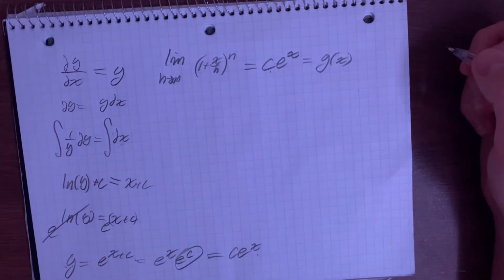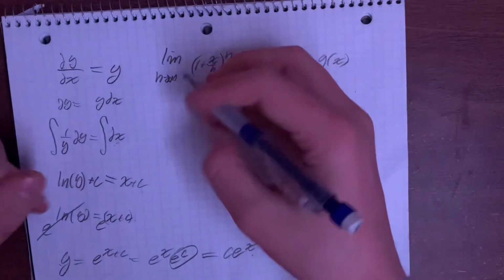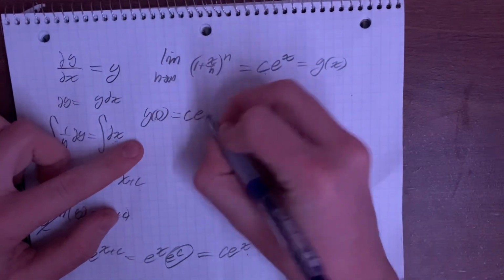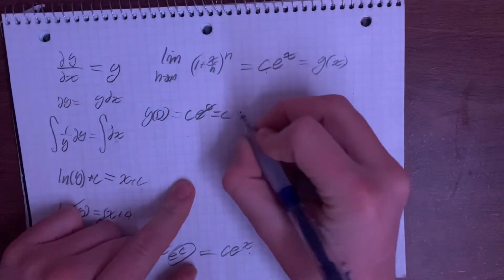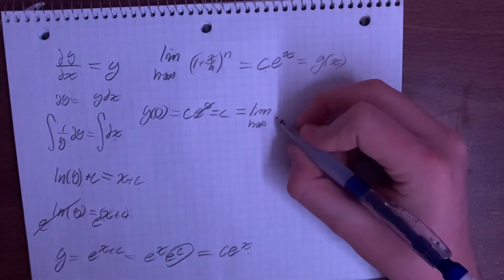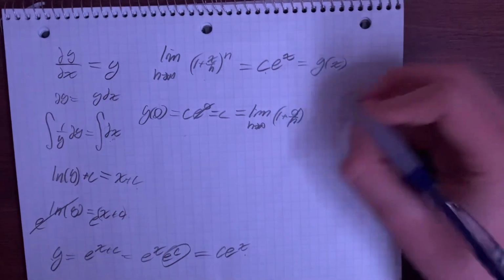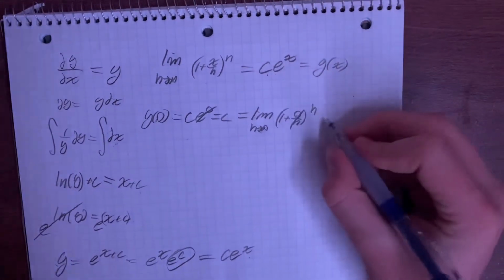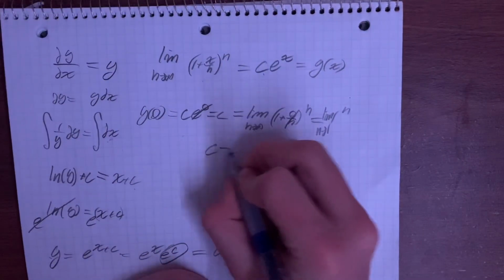Well, what's going to make this simple? Let's try y of 0. So we know that y of 0 is going to equal c times e^0, and e^0 is just 1, so this is going to equal c. We also know this is going to equal the limit as n goes to infinity of (1 + 0/n)^n, where 0/n is just 0. And the limit as n goes to infinity of 1^n is just 1. So c equals 1.